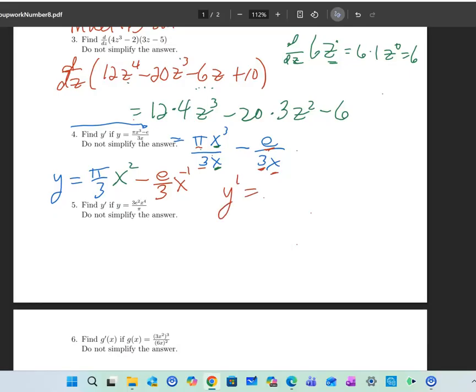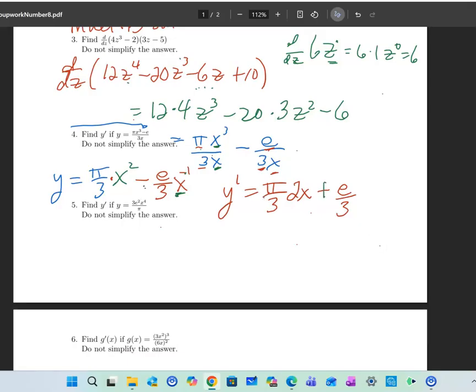So I say y prime, don't just say equal and keep going. Y prime equals, and I'm going to carry this pi over 3 along because it's multiplied times the x term, then take the derivative of the x term, so that's 2x. And then I'm going to carry this minus e over 3 along, and I'm going to take the derivative of x to the negative 1, so I'm going to bring the negative 1 down in the front.